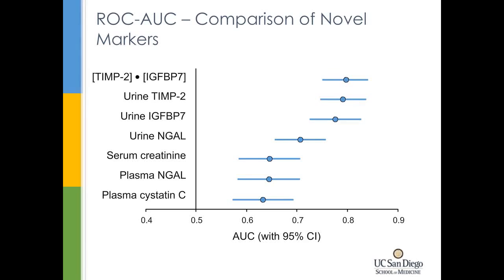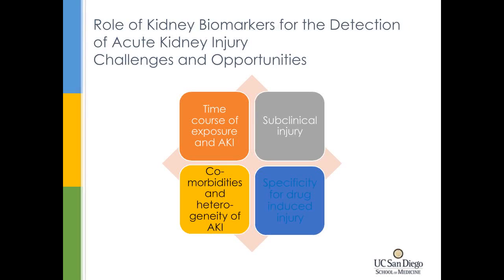In the United States, the only biomarker which is currently approved is a combination of TIMP2 and insulin-like growth factor binding protein 7. This is currently being utilized in this setting, and we hope that this will come into more use overall.